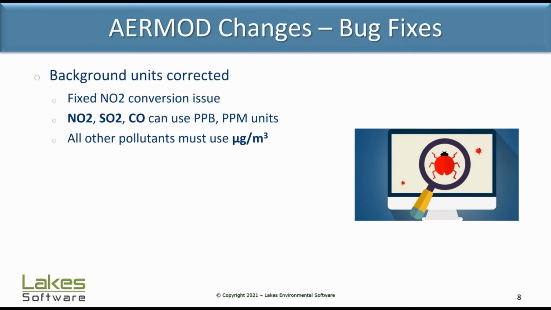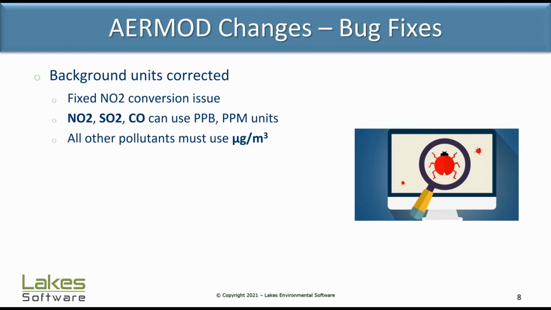There was an issue identified in a previous release of AERMOD involving background units. So background concentrations can be applied to the AERMOD model. This has been a part of the model going back for many years. There was an issue with the background units. There was a selection that could be made that identified the background units as micrograms per cubic meter, as parts per million, or parts per billion. And a bug was identified in which the conversion between parts per billion and parts per million into micrograms per cubic meter was not occurring properly for all pollutants.